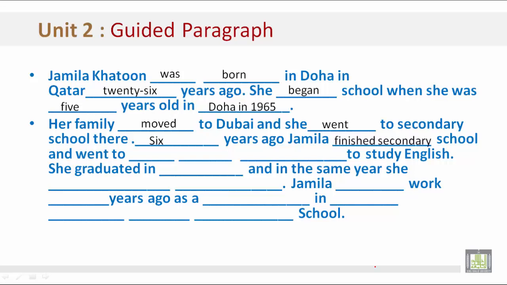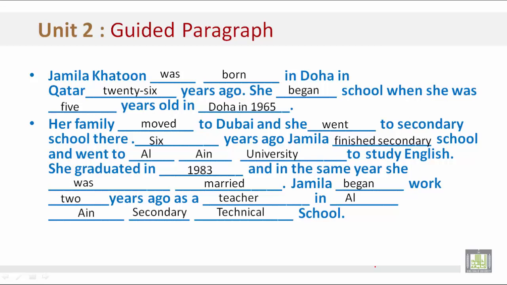6 years ago, Jamila finished secondary school and went to Al Ain University to study English. She graduated in 1983, and in the same year she was married. Jamila began work 2 years ago as a teacher in Al Ain Secondary Technical School.